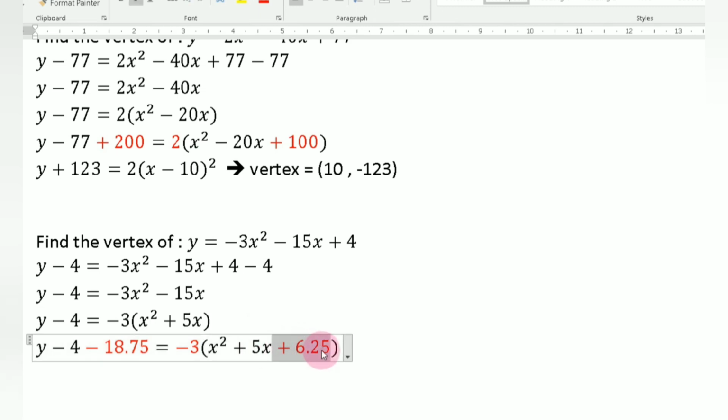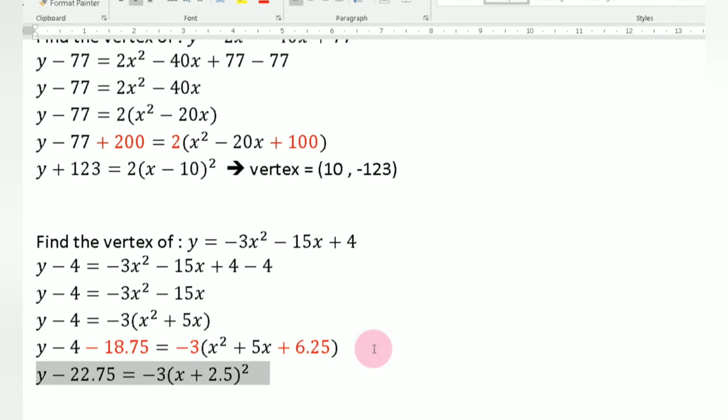So since I add 6.25 on the right member, which didn't exist before, I have to add the same value on the left member. But don't forget, since there is a factor here, negative 3, to make the value equal, it has to be negative 3 multiplied by 6.25. So it is negative 18.75. So now we have the last step, which is simplifying the left member and then factoring the right member since it is a complete square.